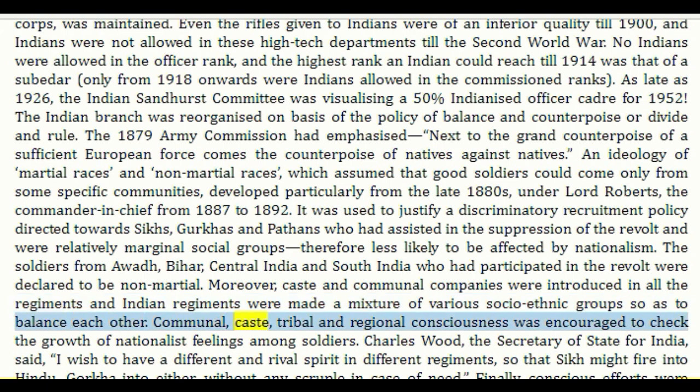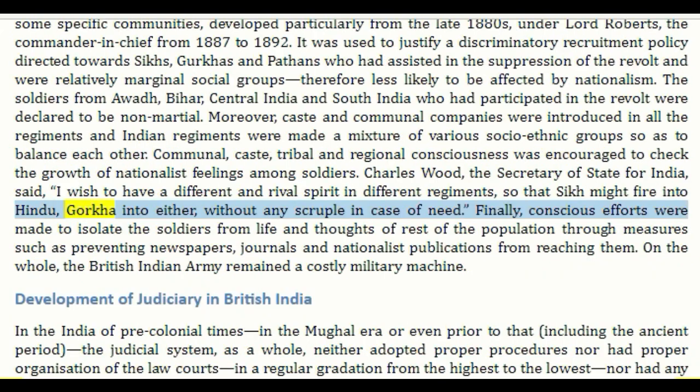Communal, caste, tribal and regional consciousness was encouraged to check the growth of nationalist feelings among soldiers. Charles Wood, the Secretary of State for India, said, "I wish to have a different and rival spirit in different regiments, so that Sikh might fire into Hindu, Gorkha into either, without any scruple in case of need."